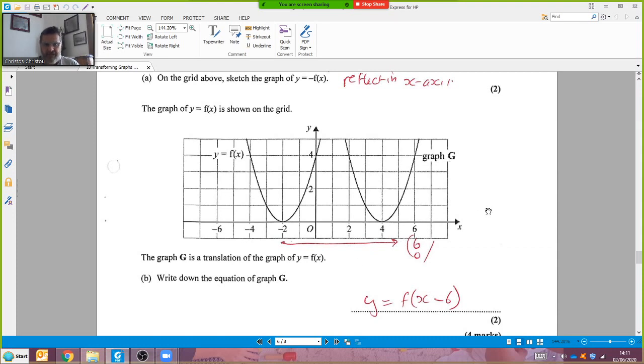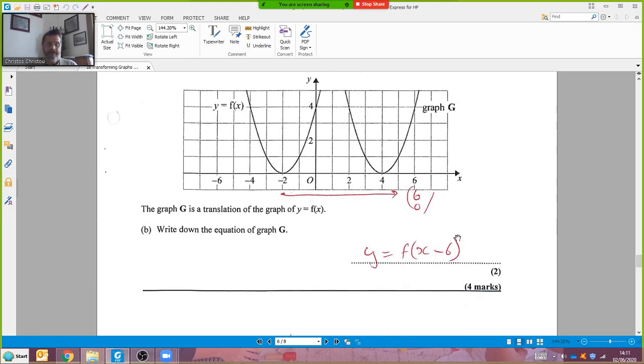What's the equation of G? Well, I've gone from -2 all the way to +4. So I've done a translation of (6, 0). And if I'm moving that way 6 units, like a little boat on a river, then y equals f of x minus 6.